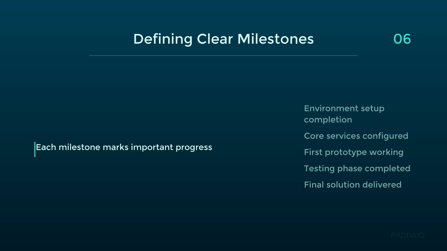Each milestone marks important progress. This means breaking your project into clear, achievable steps where completion shows tangible advancement. For example, successfully integrating your first SAP S/4HANA system with BTP is a milestone confirming core connectivity is established. This structured approach ensures you consistently move forward toward your final goal.